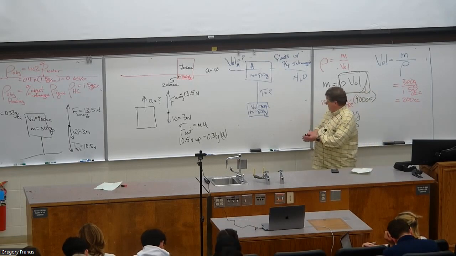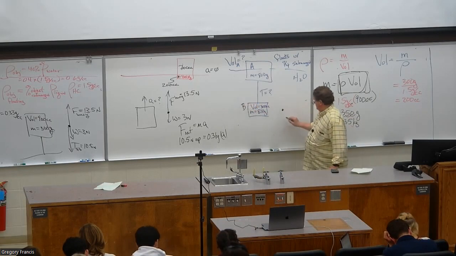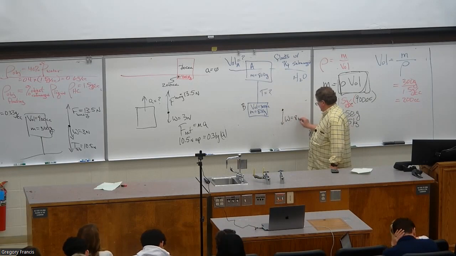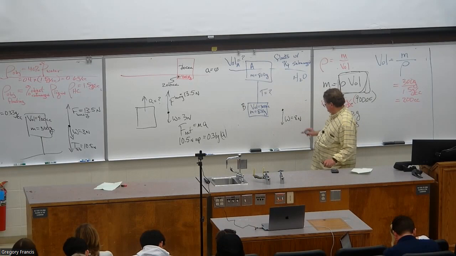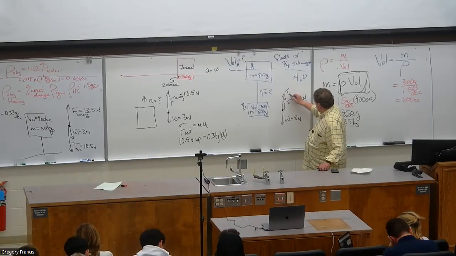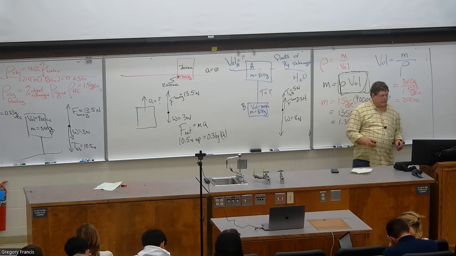If I start with the free body diagram of block B, I have a weight force of 8 newtons. I have a buoyant force of 3 newtons. And that means I have a tension force of 5 newtons. Draw this a little bit longer. Does everyone see where I got those numbers?